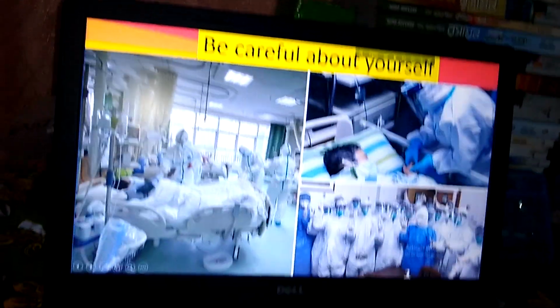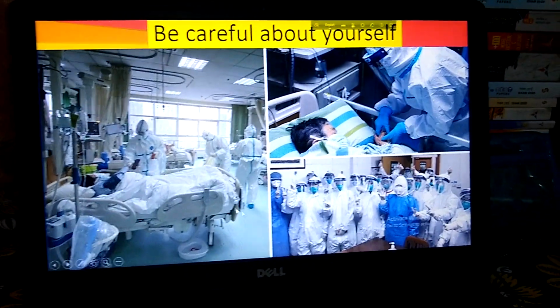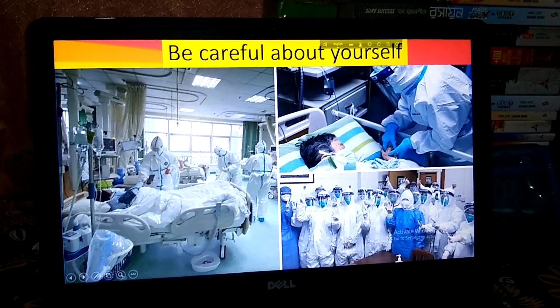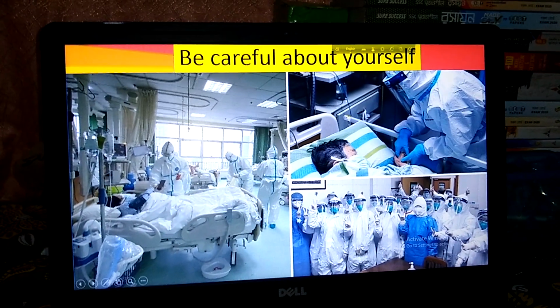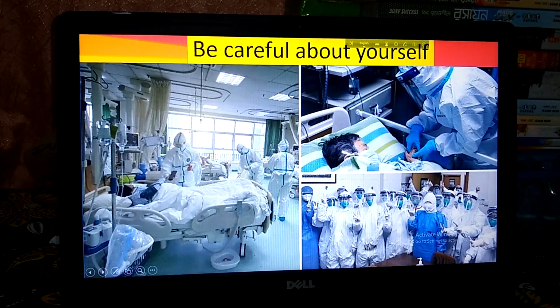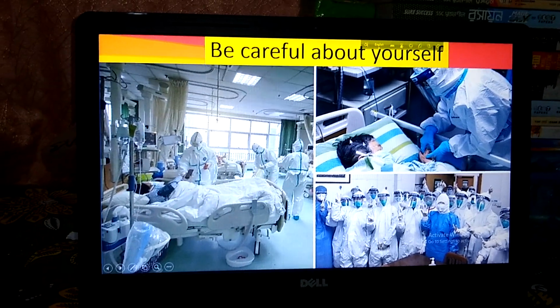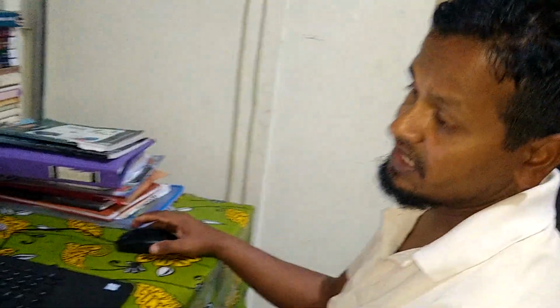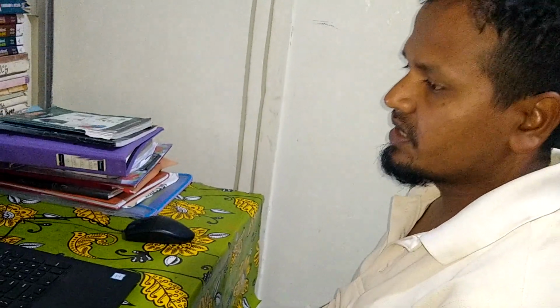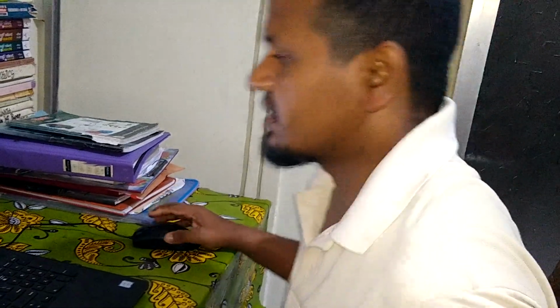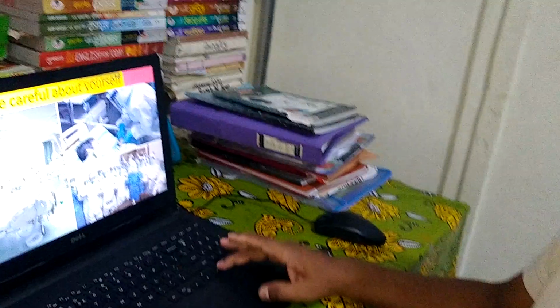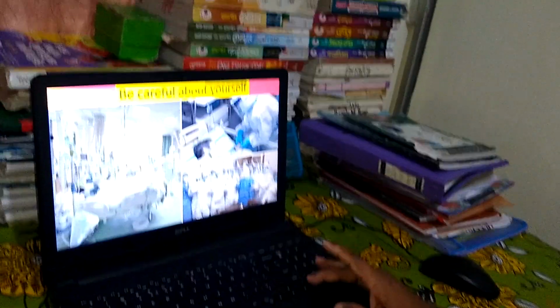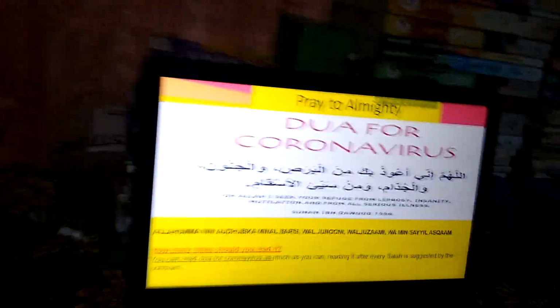Be careful about yourself. These are for doctors. Actually, the doctors know how to protect themselves. This is a picture from China, showing how the doctors are giving treatment to the patients, and how they keep themselves safe. What procedures are they following for safety? So we have to follow these things too. This is for doctors.